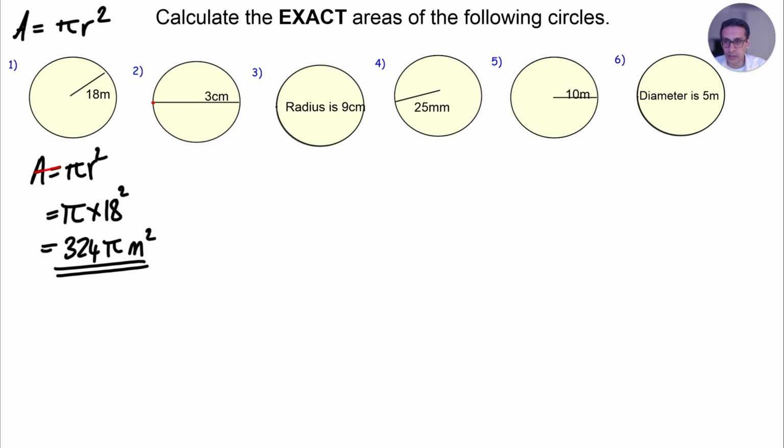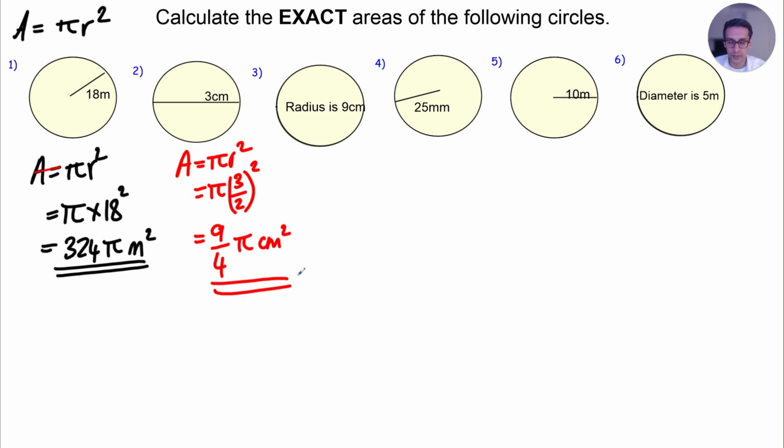Question 2. The diameter is 3 centimeters, so we're going to need to half that. So area equals pi r squared, so that's equal to pi times, now the radius is 3 over 2. We're going to write it as a fraction because squaring a fraction is easier than squaring a decimal. So 3 over 2 squared, which is the same as 3 over 2 times 3 over 2, so that becomes 9 over 4 pi, and then check the units. This is in centimeters squared, it's an area.